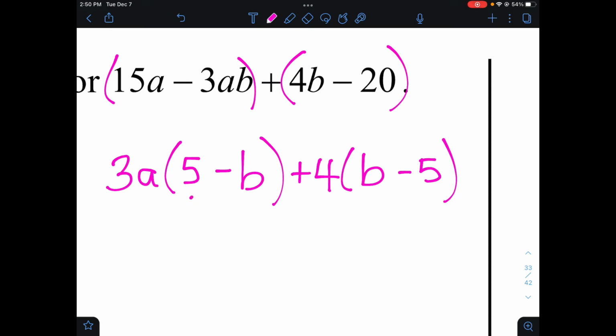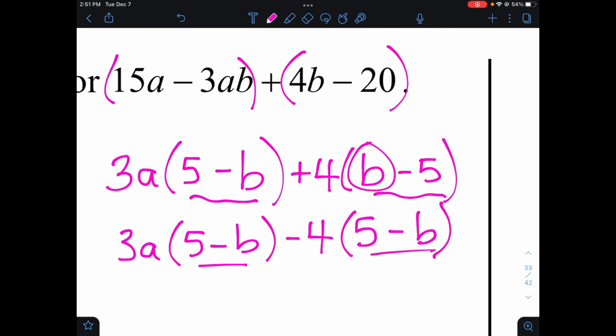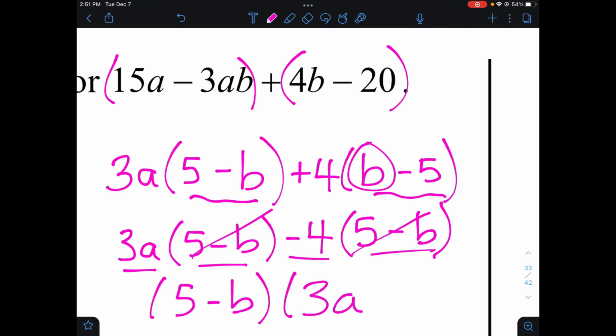minus 5. Now I'm looking here and I'm like, 5 minus B, oh, B minus 5. They're very similar, but they're just backwards. So anytime that happens, instead of factoring out that positive 4, I'm just going to factor out a negative. So that's going to make my -5 become positive, so I'm going to put that first, and my positive b will now become a minus b. Now they match, so I'm going to write that down, so 5 minus b, and then I'm left with 3a minus 4.